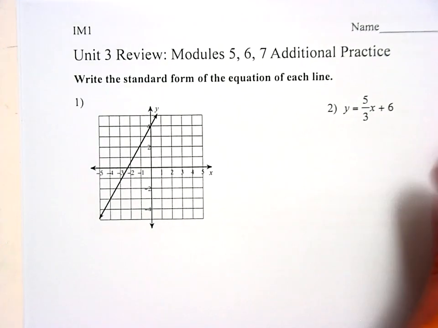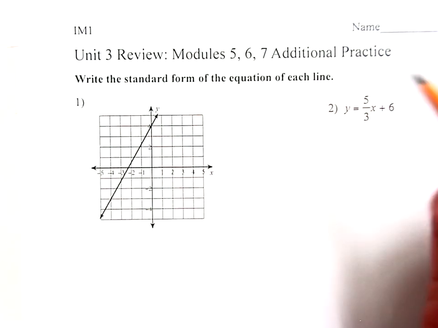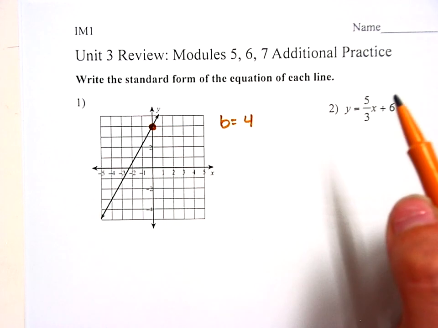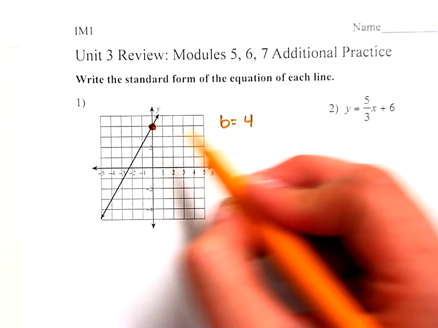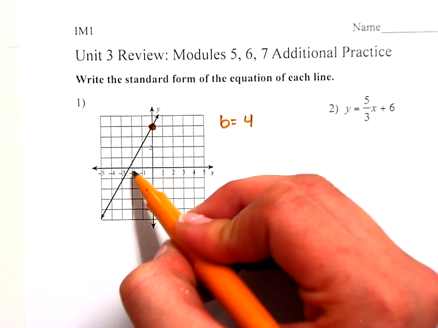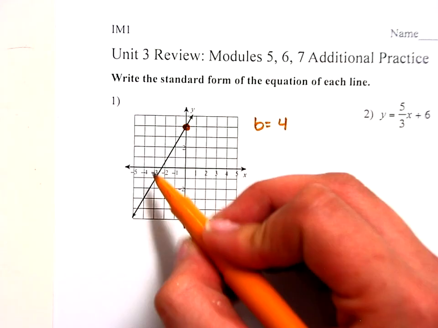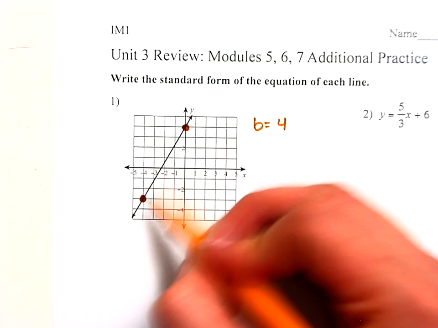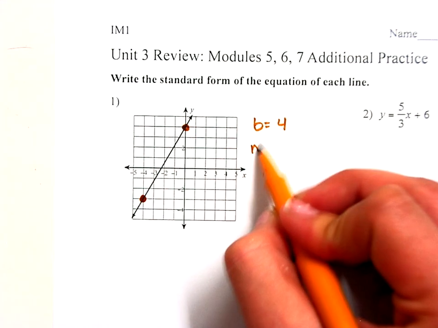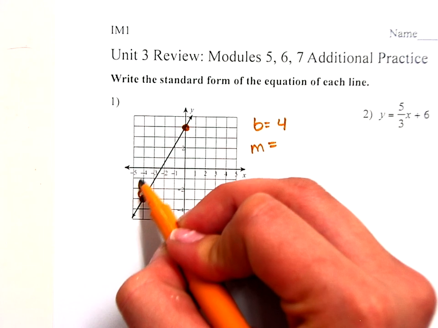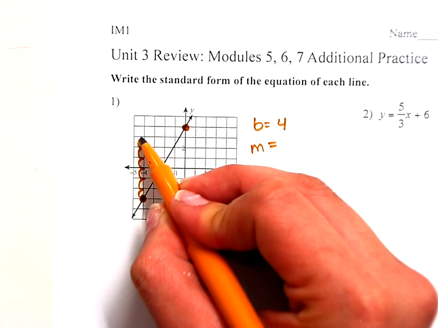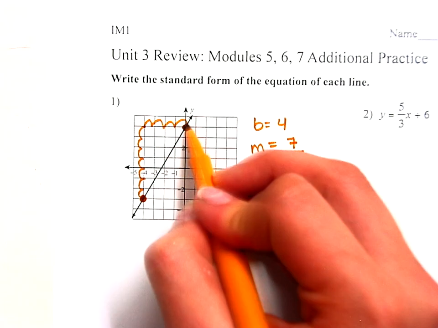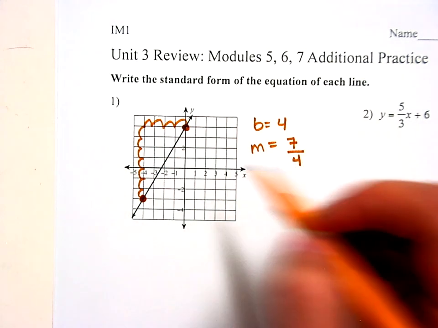Okay, so for this first equation, I see I have a y-intercept of 4, and I also can find my slope. Let's find 2 points on this line. I can definitely see this point right here and this point right here. If I count rise over run, I'll find my slope. So my rise is going to be 1, 2, 3, 4, 5, 6, 7. And my run is going to be 1, 2, 3, 4. So it looks to me like this slope is 7 over 4.